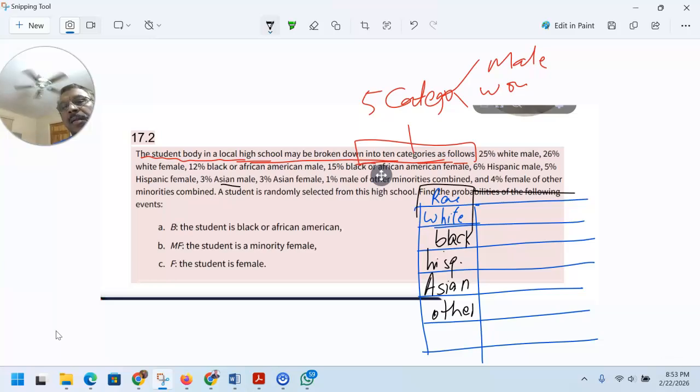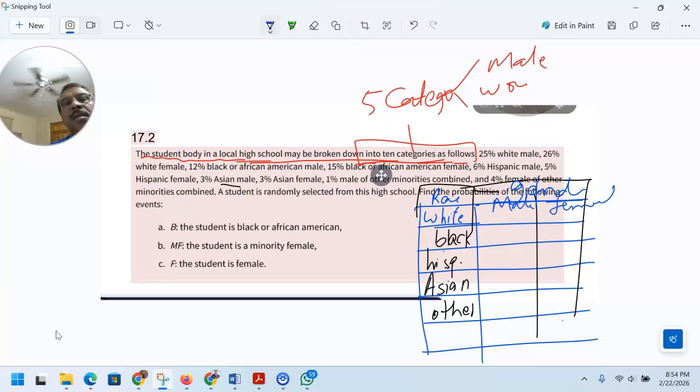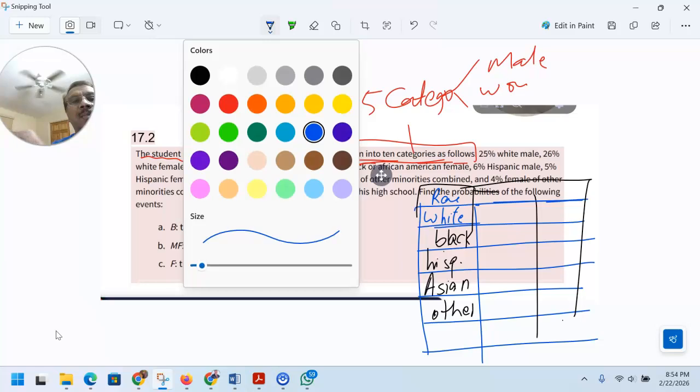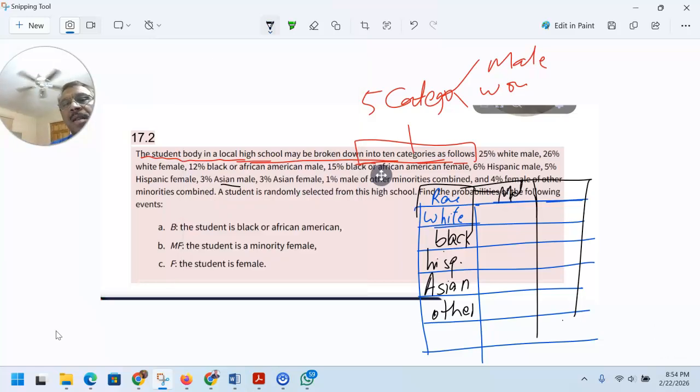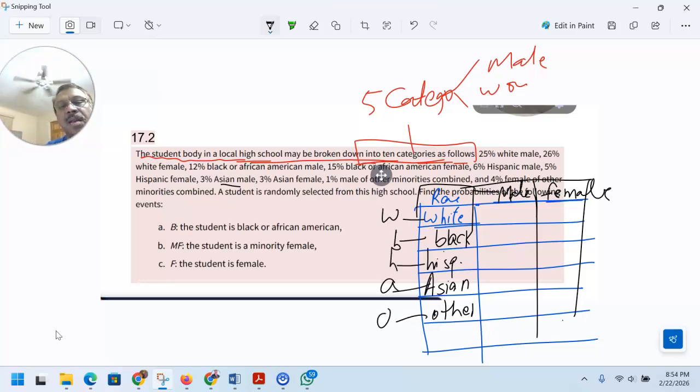So that is race, and now I have to break this into 2 more columns to show the gender. The gender is male and female, right? So this is male and this is female. Now this is white, this is black, this is Hispanic, this is Asian, and these are others, right?